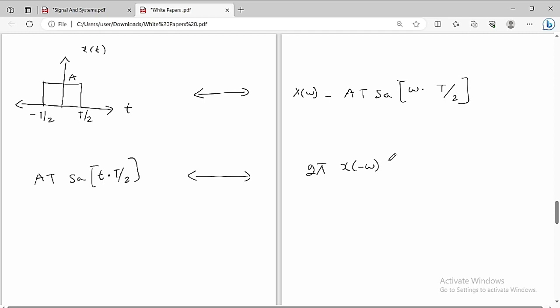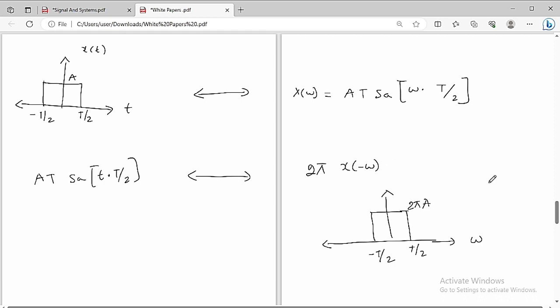So how are we going to get it? We are going to get it like this. If you multiply A into 2 pi, you are going to get 2 pi A. And here this is p by 2 and this is minus p by 2, and it is differentiated with respect to omega. So this is how you are going to get it.